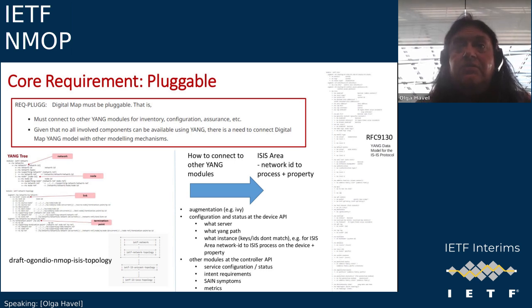So for that link, if it's not through augmentation, like IVY has it, what we need to do is, let's say in the ISIS area, we have a topology with network ID, and then in some other module we have processes and properties and things like that. So how to connect these things? First, what server, if it is not the same API, if it's not the controller, if you have to go to the device. Another one, what YANG path, and what category also we could say, is it configuration, is it metrics, or we can leave category completely open, and what instance, because key IDs don't match.